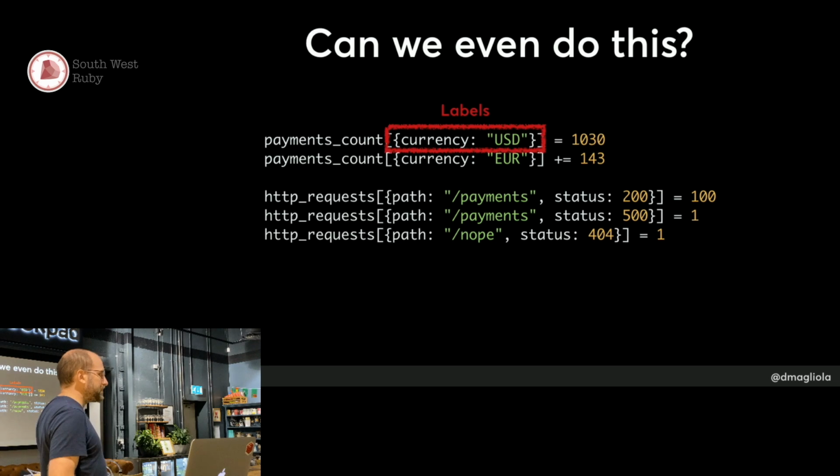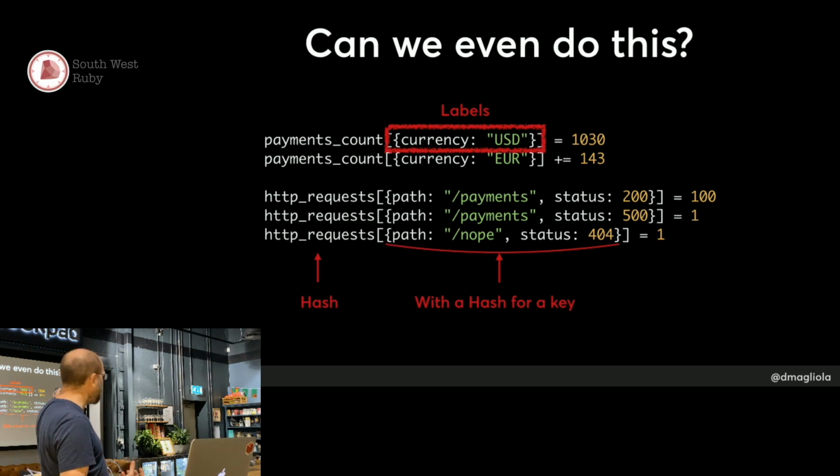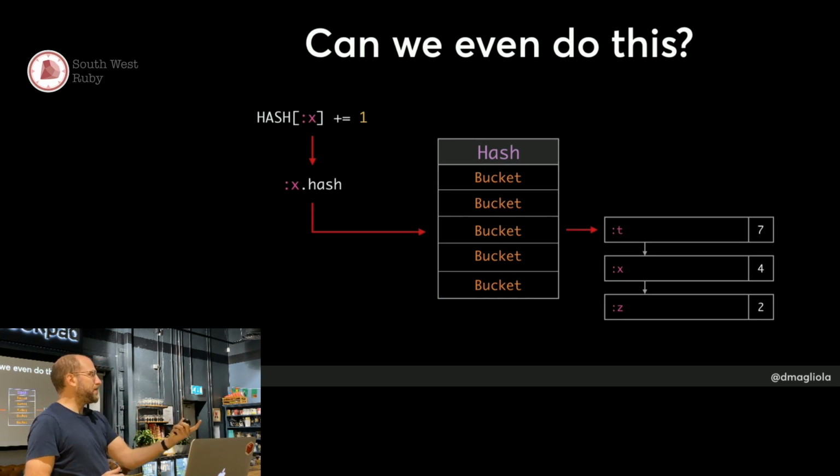Labels are these key value pairs that you can tag your counters with, and we store our counters in a hash whose key is also a hash, which has these key value pairs. And why does this matter for our performance numbers? Well, if you think about how a hash looks, when you try to set a value in a hash, you need to find which bucket inside the hash your key fell in, and then compare your key with all of the keys in that bucket until you find the right one, right?